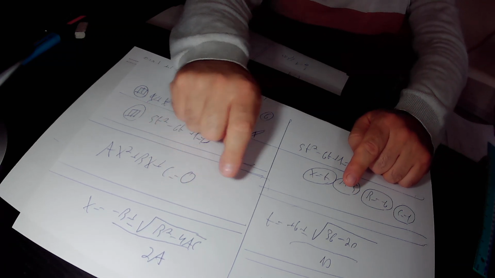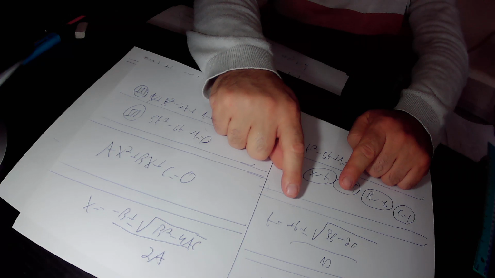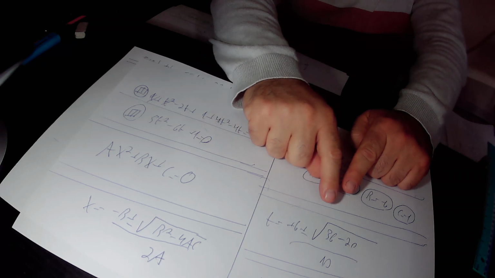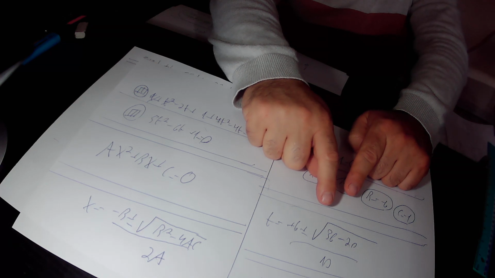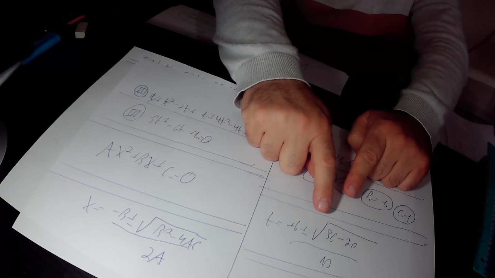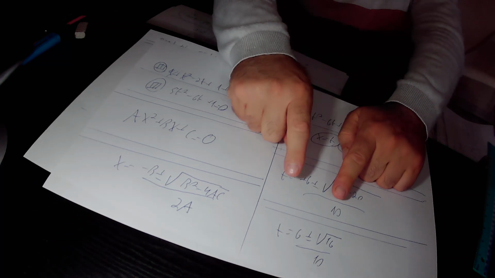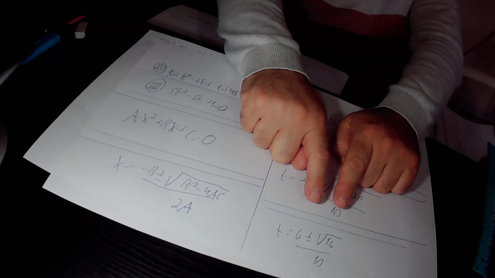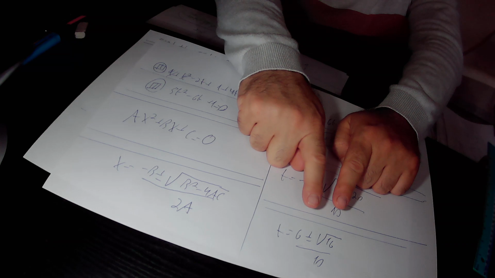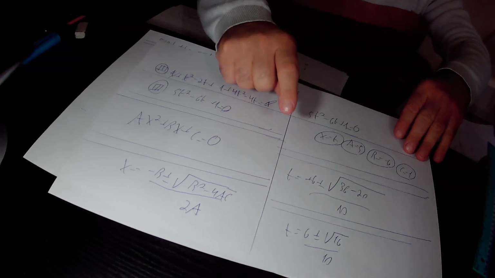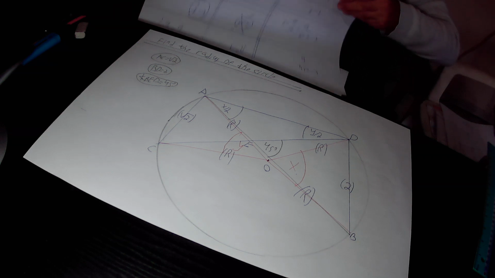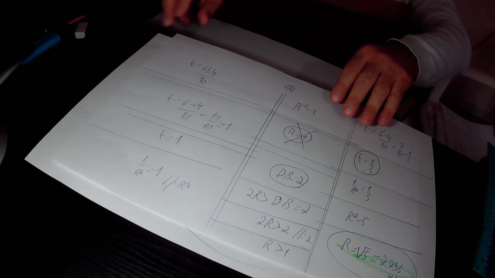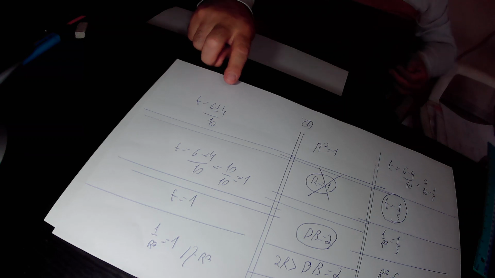So in conclusion, we found out that t equals 6 plus minus the square root of 36 minus 20 over 10. 36 minus 20 is 16, so inside the root we are left only with 16. And finally we found out that t equals 6 plus minus the square root of 16 over 10. The square root of 16 is 4. So t equals 6 plus minus 4 over 10.